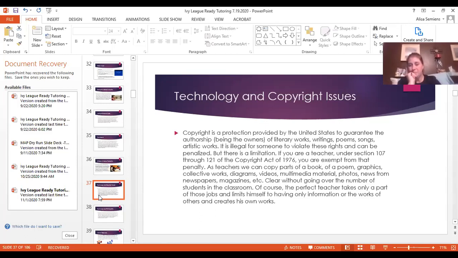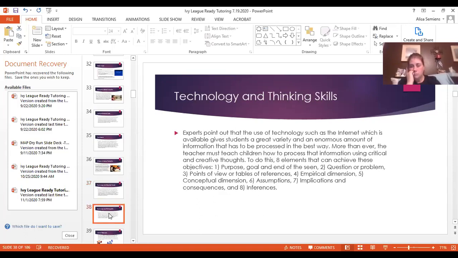You want to make sure you have enough sense to use just the right amount of that poem, or just the right amount of that diagram and collective work, specifically for your lesson, right? So as teachers, we can copy parts of a book, of a poem, graphics, collective works, diagrams, videos, photos, things of that nature. And of course, the effective teacher only takes part of those works and limits themselves to only the information of the works that they really need.